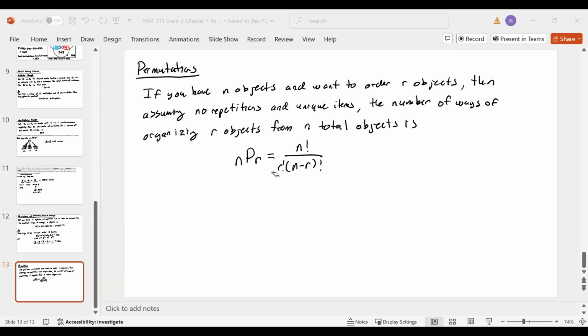Nope, no r factorial. That's combinations. One step ahead of myself. So n minus r factorial. There we go. So that's your permutation formula. And if you're wondering, like, what does that denominator actually mean? Well, the thing is, it basically gets rid of the part of the factorial you don't need.